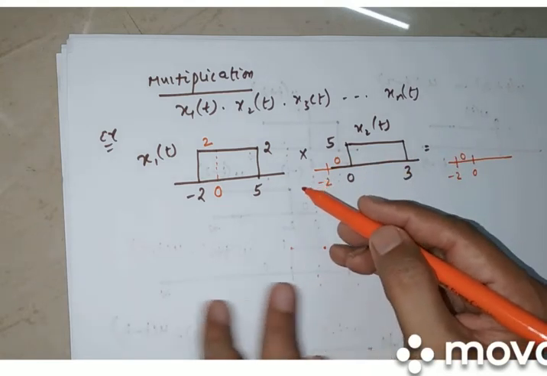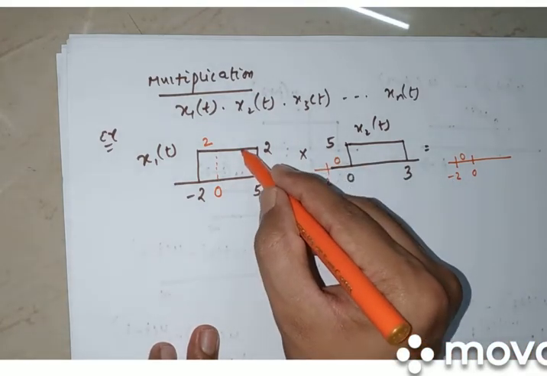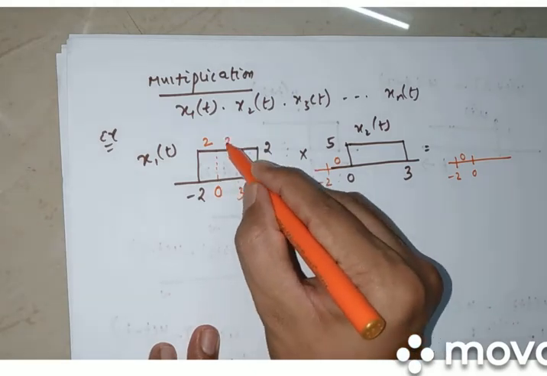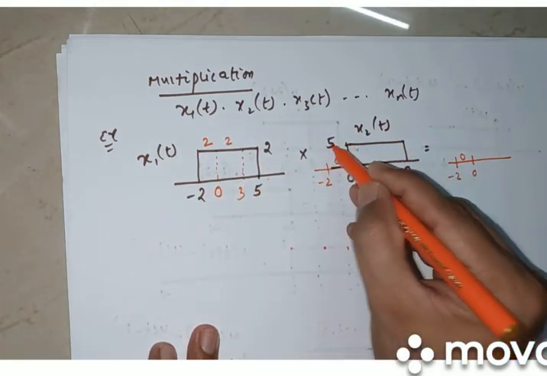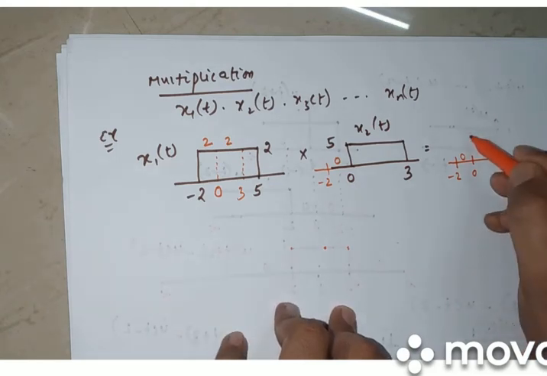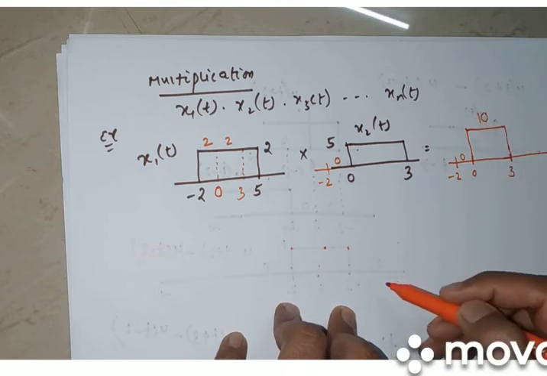Okay, now 0 to 3, the value is 2, and 0 to 3, the value is 5. So 2 multiply 5, 10. So 0 to 3, it is 10.